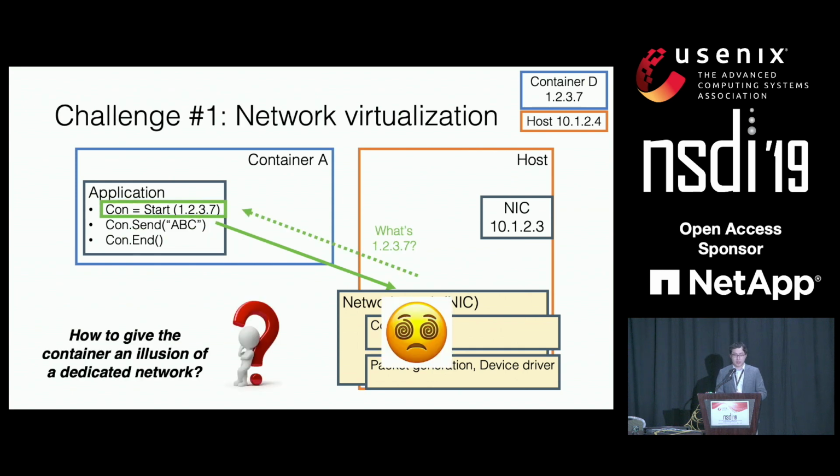So what are the challenges? The first thing is how do we create a virtual network? Because the host network stack does not understand what a container is. It also does not understand what the IP address of container D or container A is. So how do we give this container an illusion of a dedicated network becomes the first challenge.